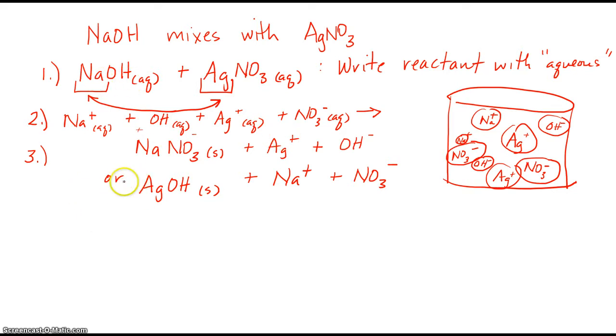The next one that I could swap is making the Ag go over here to be AgOH. That could be the solid, Na and NO3. So now how do I know which one is in fact the solid? Which one of these is right? So on page 450 in your book, there are some solubility rules.